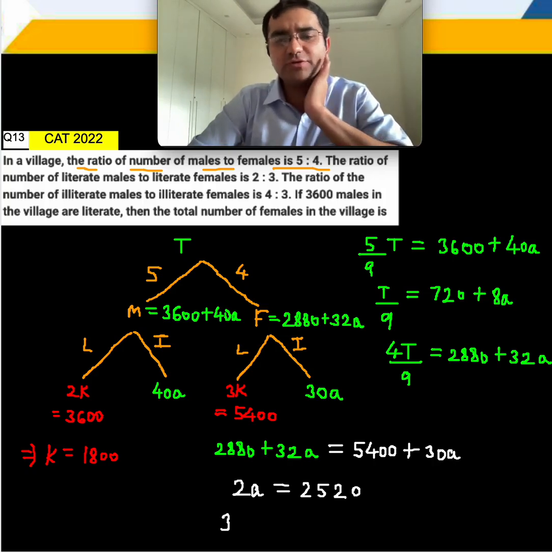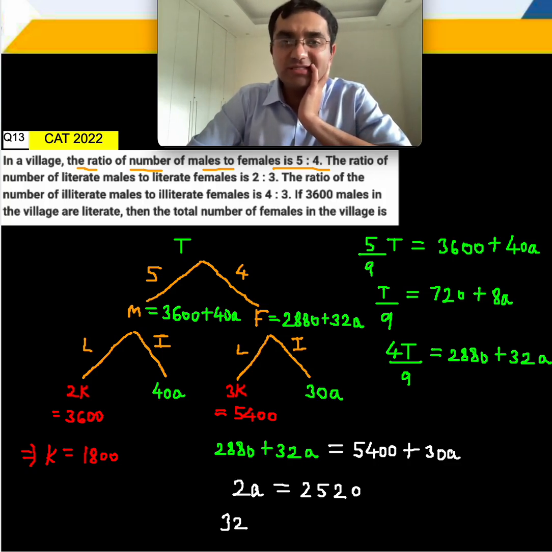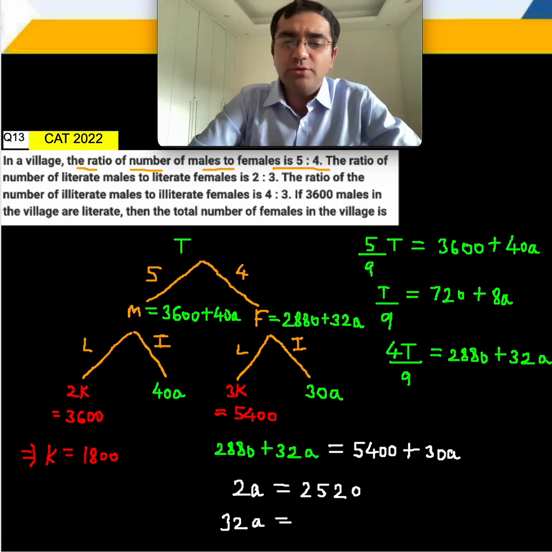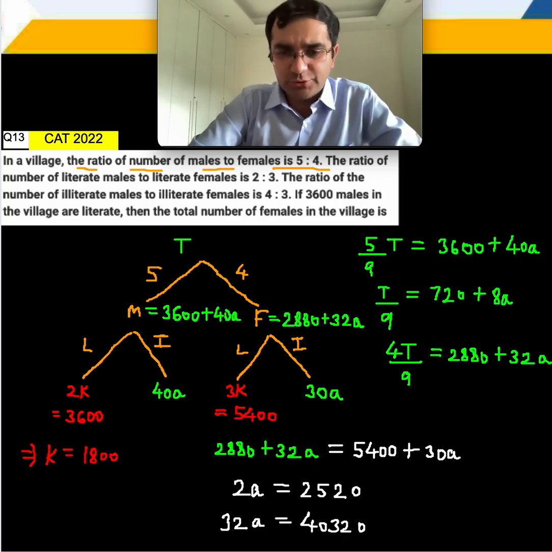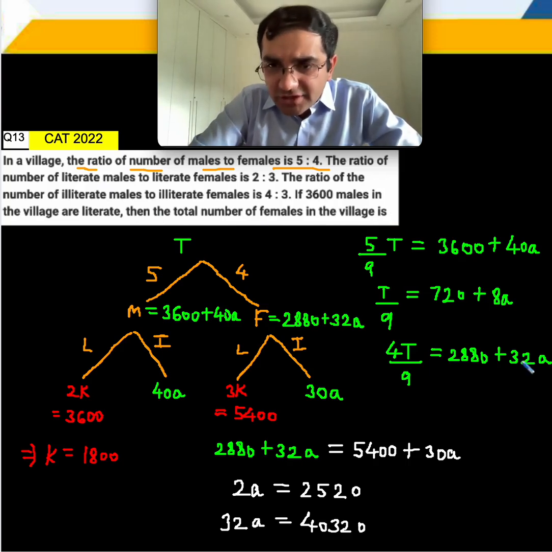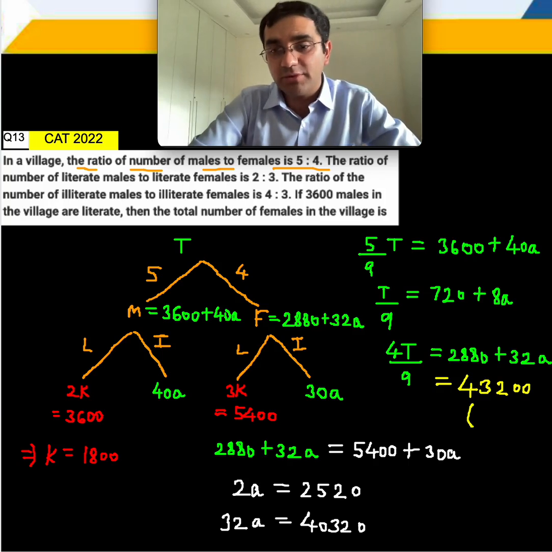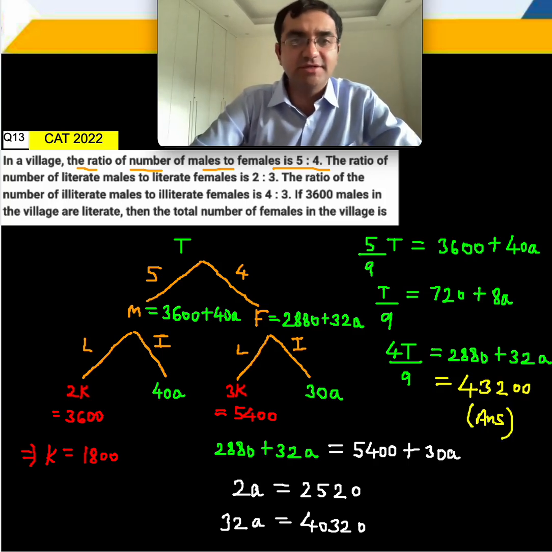2a is 2520, and let's multiply by 16, because मुझे तो यहाँ पे 32a चाहिए for the females. 32a becomes 40320. Question says total number of females in the village. So 32a में 2880 add कर देंगे. So 40320 plus 2880 gives you 43200. That is the number of females inside the village, and that is the right answer for question number 13.